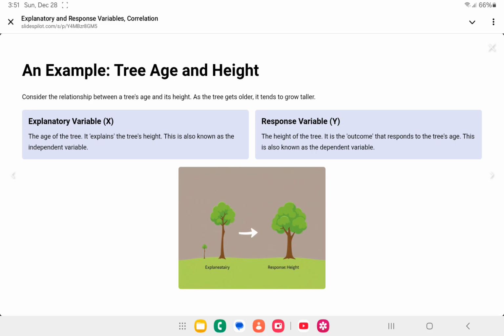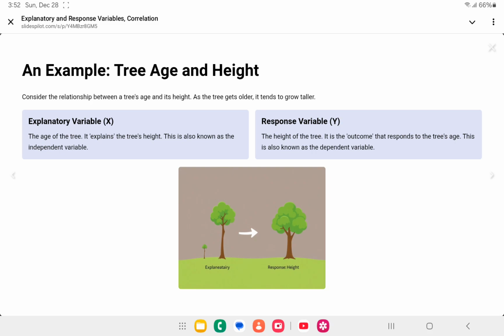In this example, the age of the tree is the explanatory variable, because as the tree gets older, the taller it will be. So we can say that the age of the tree explains its height. This also means that the height of the tree is the response variable.